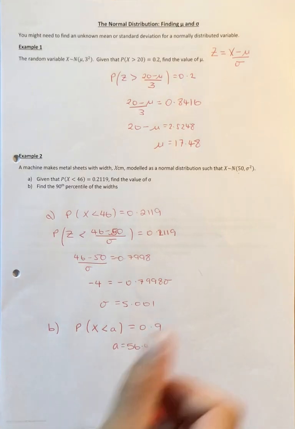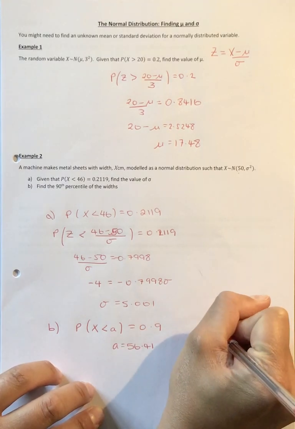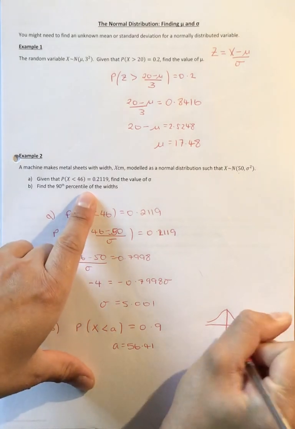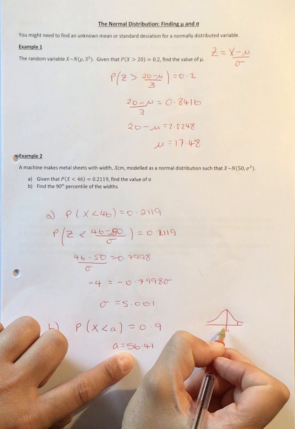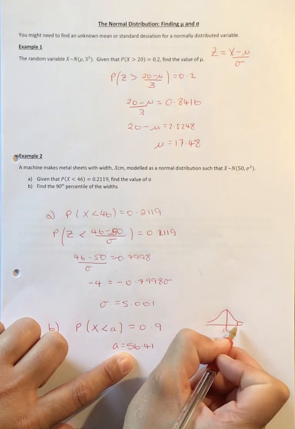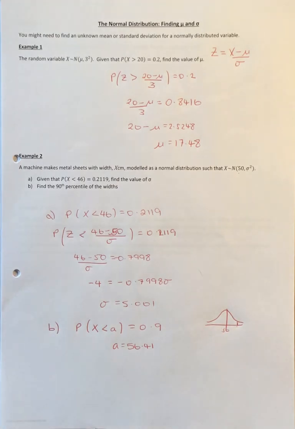We need to make sure that that makes some sort of sense. So remember, in this case our mean is 50, so our 90th percentile we need to be expecting to be a good way above 50, so 56.41 sounds good.